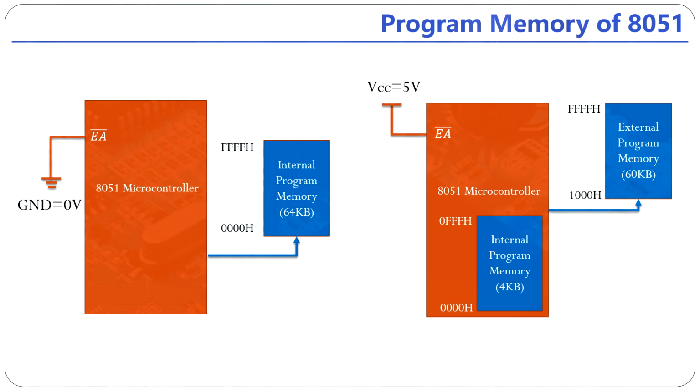EA equal to 1, that is internal memory plus external memory is used. Remember, right? This concept is very important because it determines where your program is stored and executed, right?